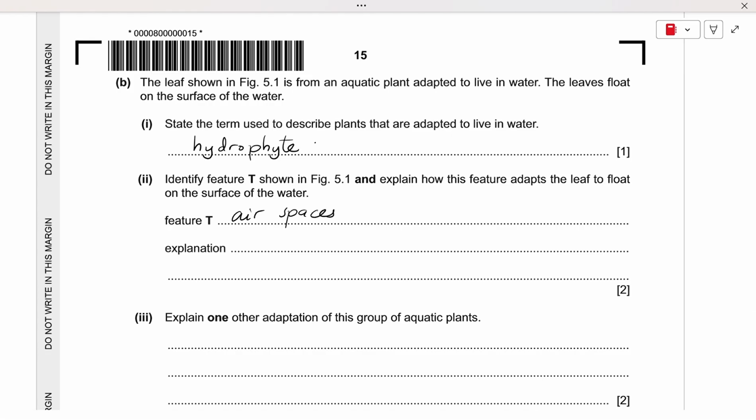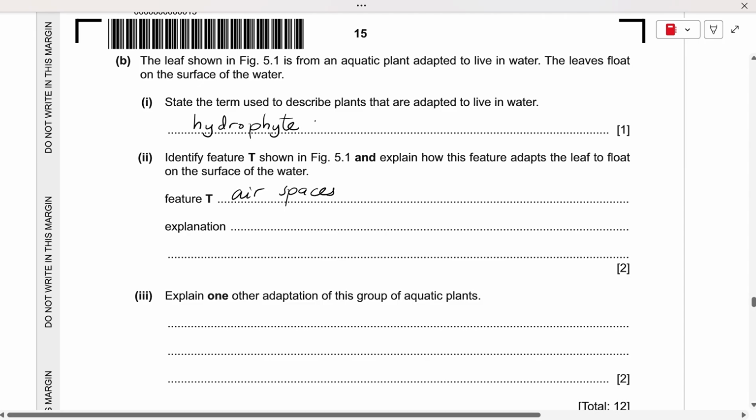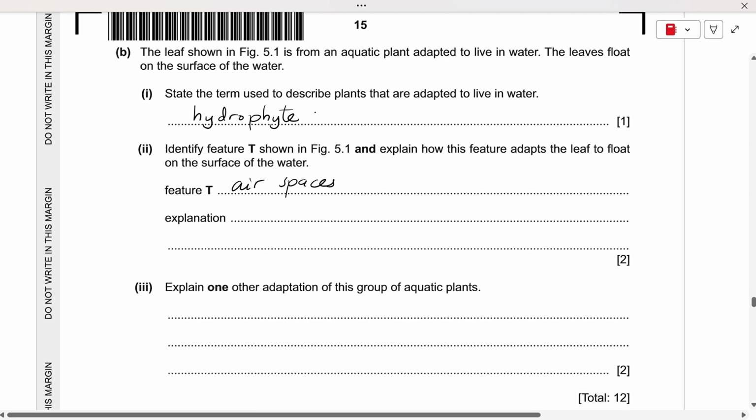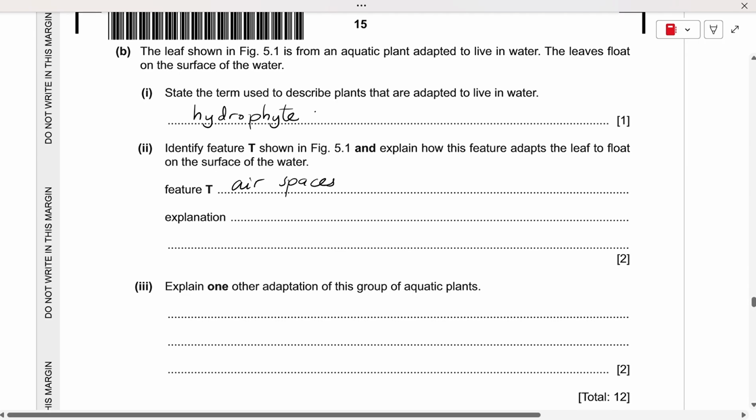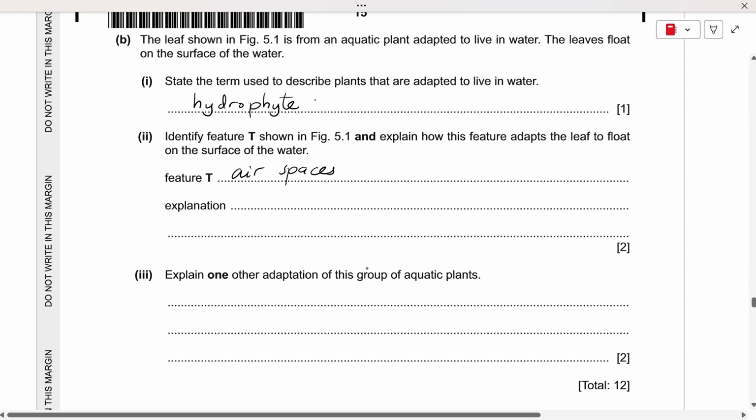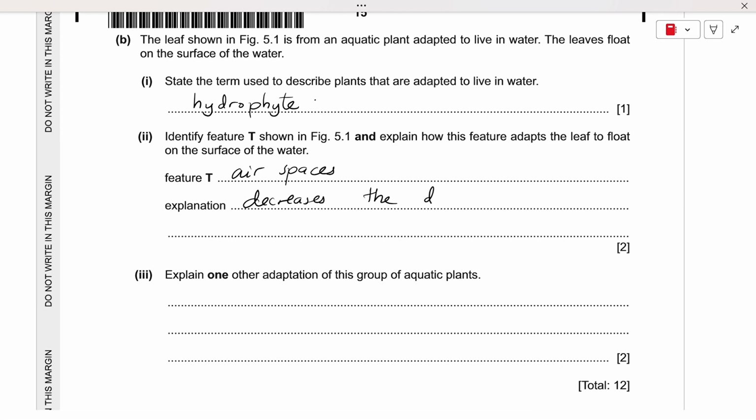Okay, so how does it make the leaf adapted to floating in water? Air space is like an empty space, so it reduces what? The density, allowing the leaf to float in water. So here we'll say it decreases the density of the leaf, allowing it to float on water.